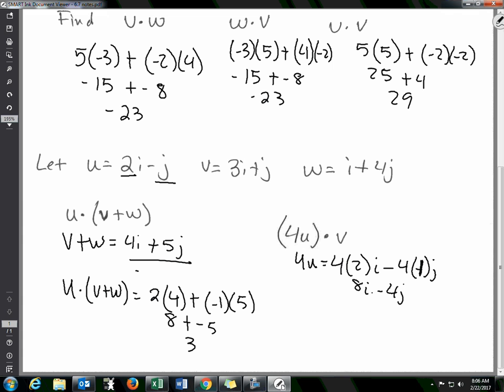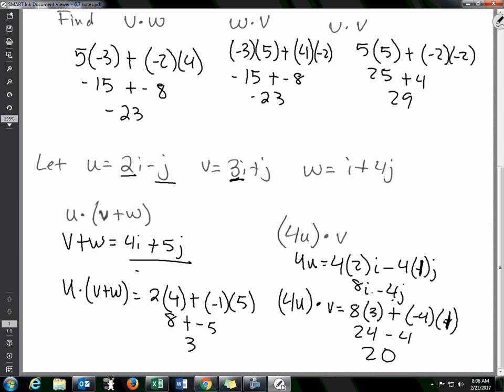So now the dot product of 4u dot v equals, right? So now my 4u is 8i minus 4j. So I take my first value in front of i, 8, times 3. So 8 times 3 is 24, and then negative 4 times 1 is minus 4, so then you get 20, right?